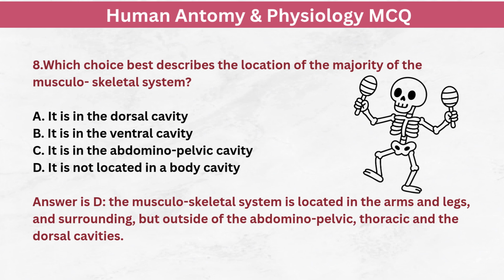8. Which choice best describes the location of the majority of the musculoskeletal system? A. It is in the dorsal cavity. B. It is in the ventral cavity. C. It is in the abdominopelvic cavity. D. It is not located in a body cavity. Answer is D. The musculoskeletal system is located in the arms and legs, and surrounding, but outside of the abdominopelvic, thoracic and dorsal cavities.